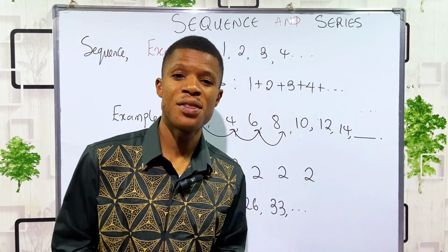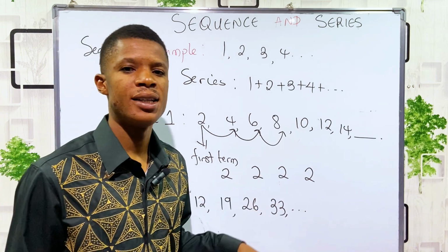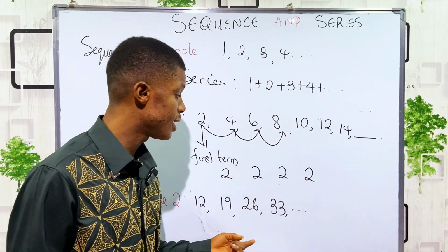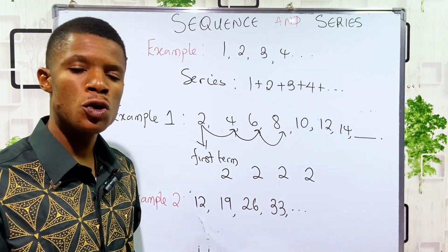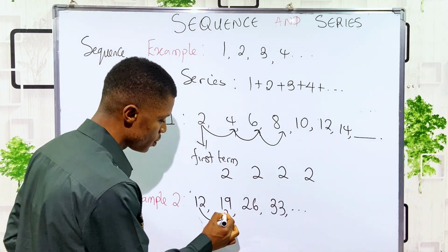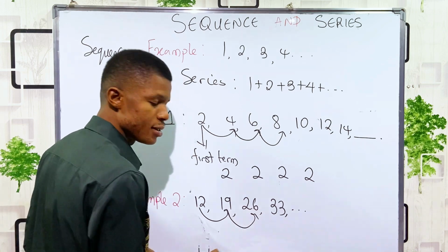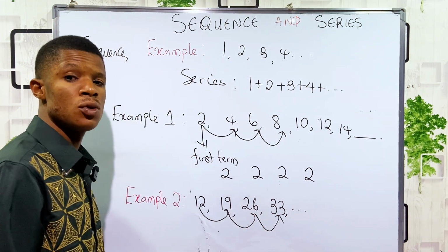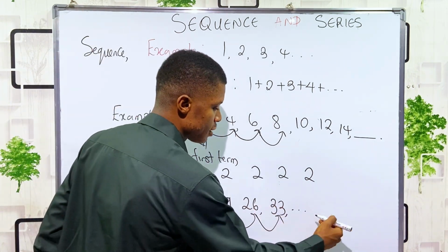Okay, let's look at the second question. Here we are told to examine the pattern in the sequence. The sequence is 12, 19, 26, 33, and so on. For you to do that, the first thing you are going to do is to know what was done to 12 to get 19, what was done to 19 to get 26, and what was done to 26 to get 33. If you can understand that very well, you can suggest the next numbers.